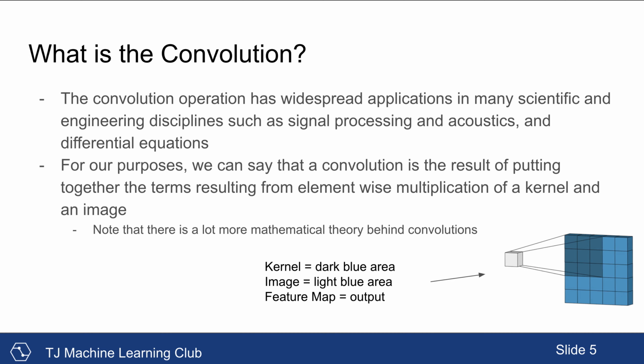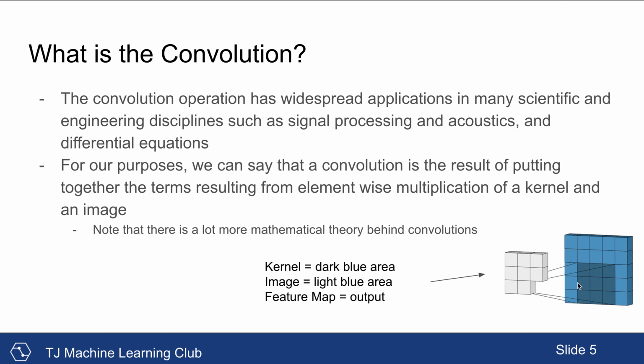Okay, so what is the convolution? The convolution is a mathematical operation. It has numerous applications, from signal processing and audio processing, and it's used a lot in differential equations. For our purposes, we're not going to talk a lot about the mathematical theory here. We're going to take a simplified view of the convolution, and just know that there is a lot of mathematical theory behind this idea that we're not going to get into. We're just focused on the application of this operation to neural networks.